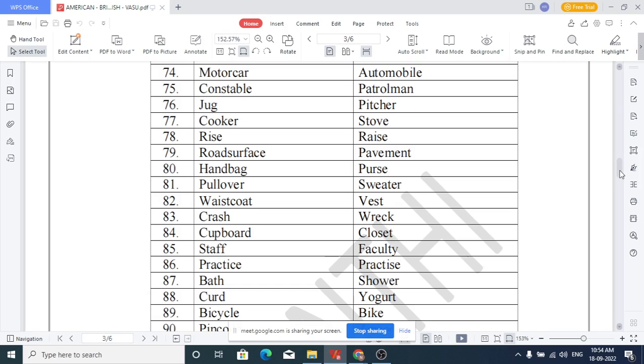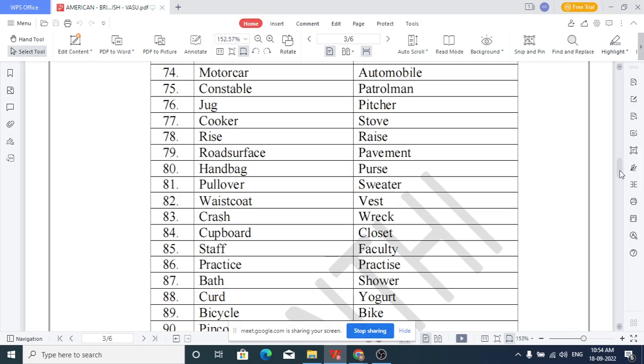Staff, faculty. Staff means your teachers. School teachers, college teachers, we call them staff, but in American word we call faculty. Practice, the only difference is that instead of C we use S here. Bath, shower. Curd, yogurt. You go and ask for curd in America, nobody will understand. You have to ask for yogurt.